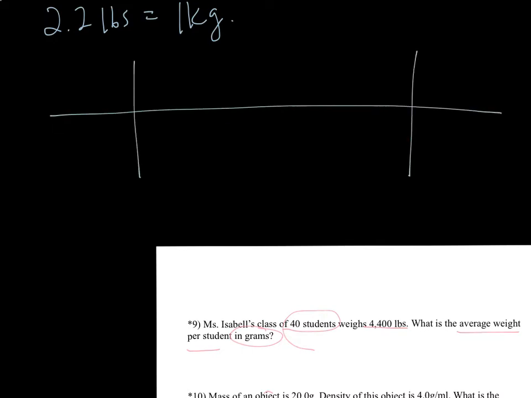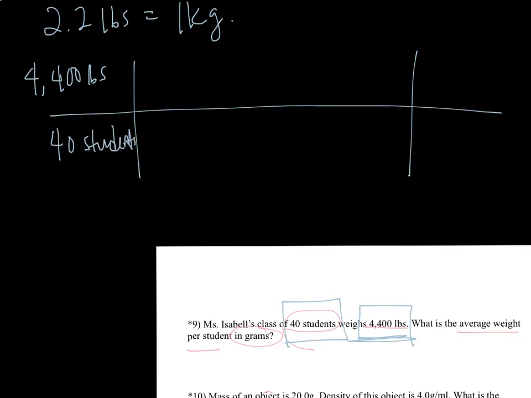If it was any other original problem, you would know that in order to find average weight, you would just divide 4,400 pounds divided by 40 students, right? So that would be your first step. So 4,400 pounds over 40 students. You also know the unit you're going to end up with, which is in grams. So if I just go 4,400 pounds over 40 students, it would give me my answer in pounds, right? And I don't want it in pounds.